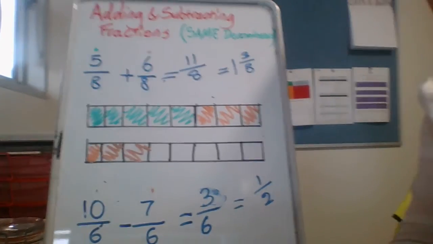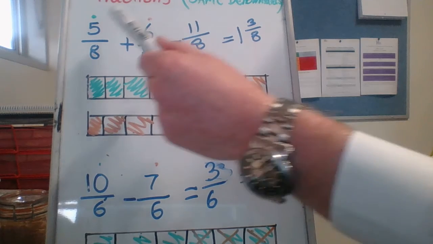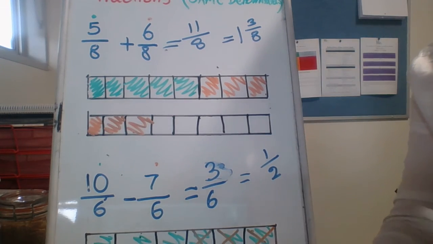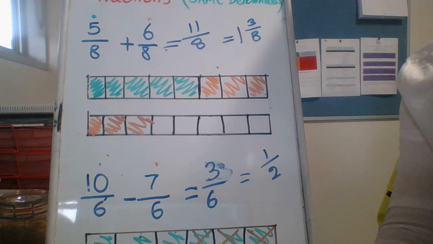So the key point is to remember that when you're adding and subtracting fractions with the same denominators, the denominators do not change. We either add the numerators or we subtract the numerators. And if you can, you should always simplify your fraction, or if you can write it as a mixed number, do that as well. Thanks.